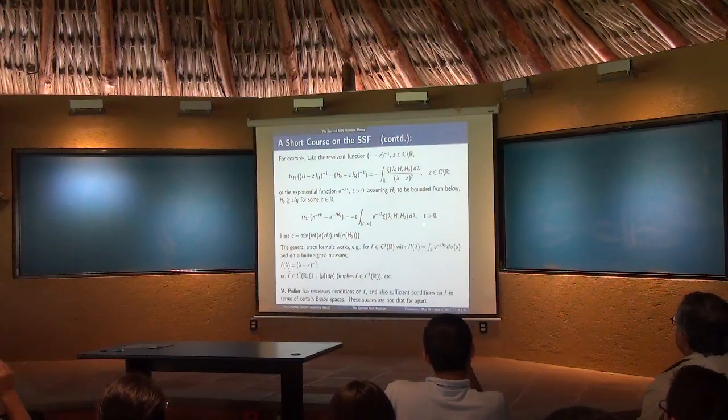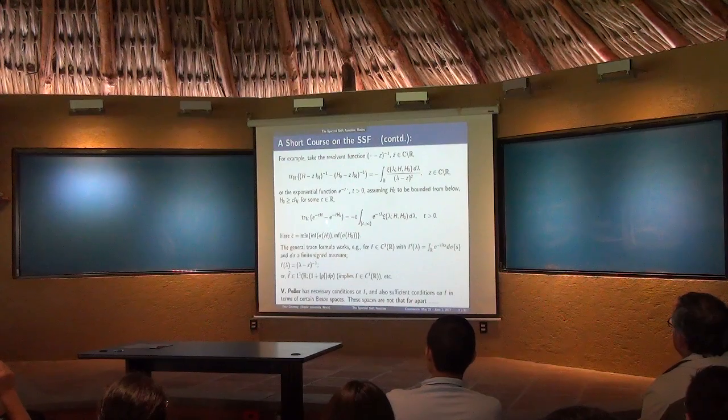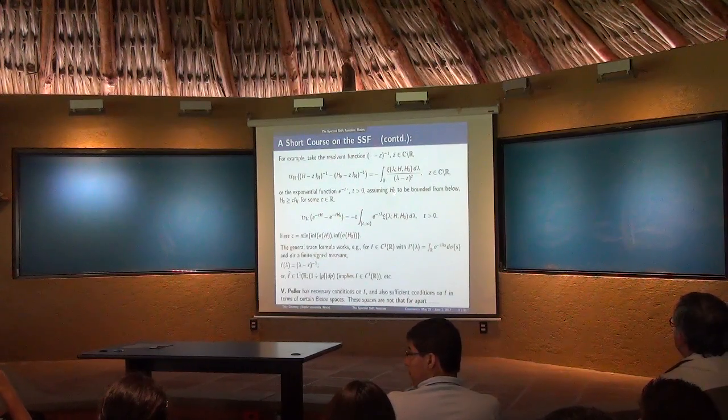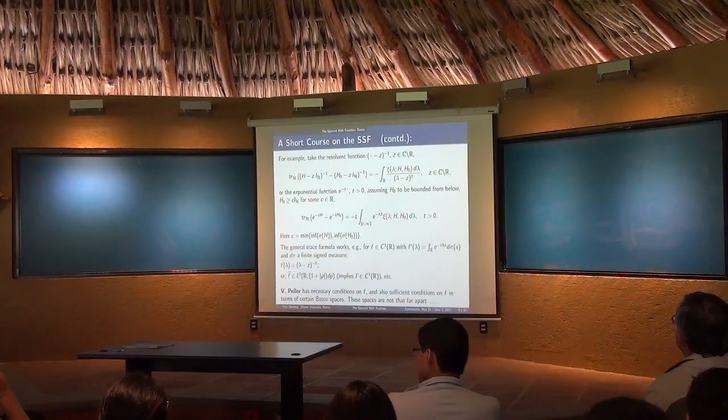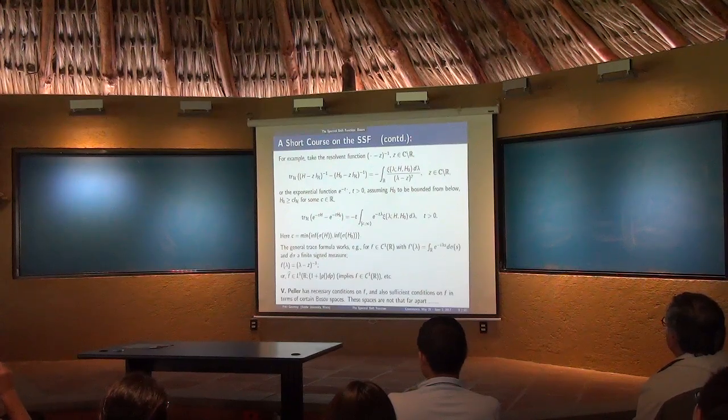Here's the exponential version of this. So for heat, I wanted to say heat kernels, but never mind. For semigroups, if H0 is bounded from below, then with the conditions we had before, 1, 2, or 3, H is also bounded from below, and so both semigroups make sense, and you get a formula like that.